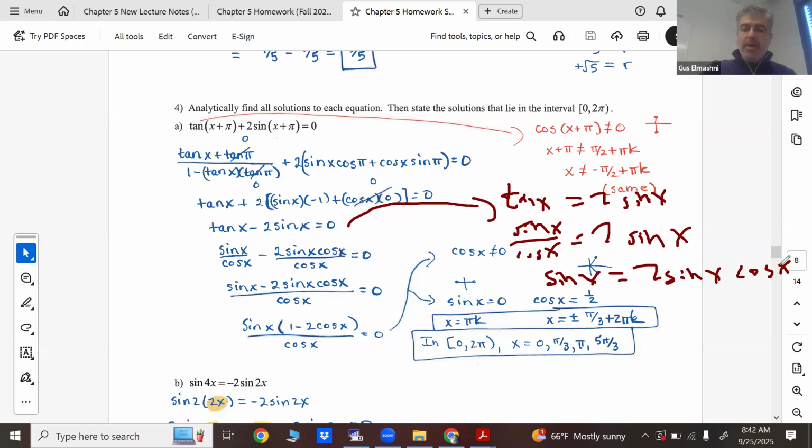Now, to answer your question, Kath, about the pi k, well, sine x equals 0. Where does that happen? At 0 and pi, right? So you could, if you want, put 0 plus 2 pi k and pi plus 2 pi k. You totally could do that. Is that what you did? And that's fine. It's just combining it all. That's all. That's it. So I guess a good question.